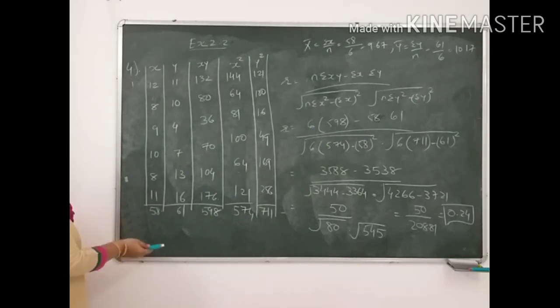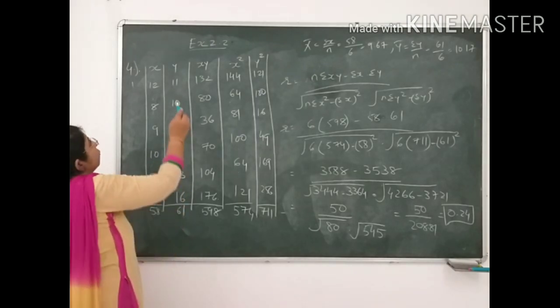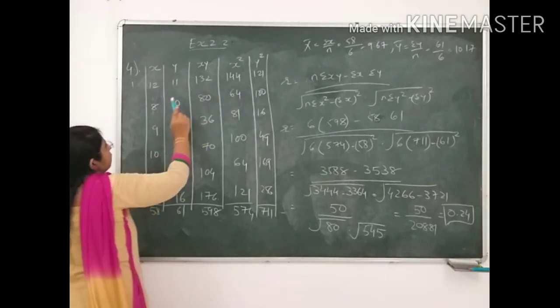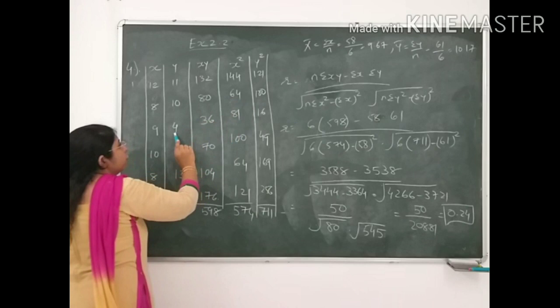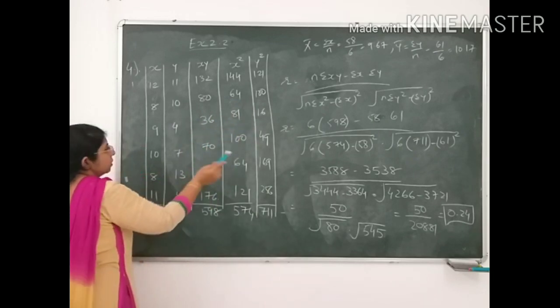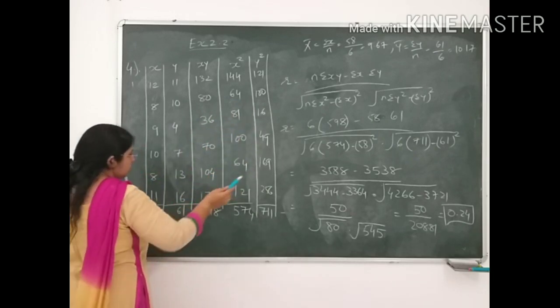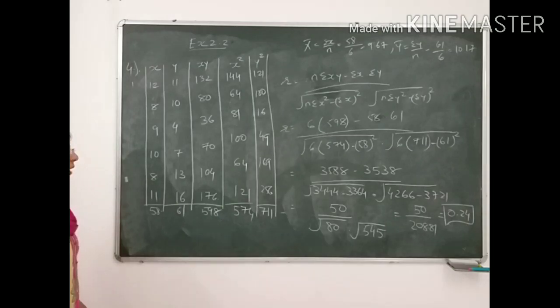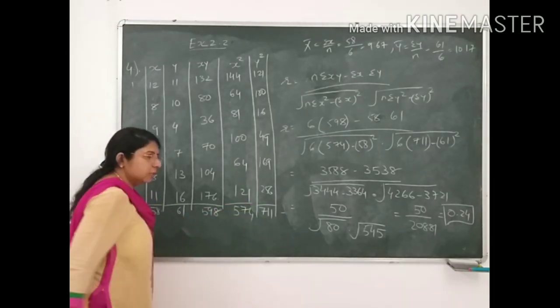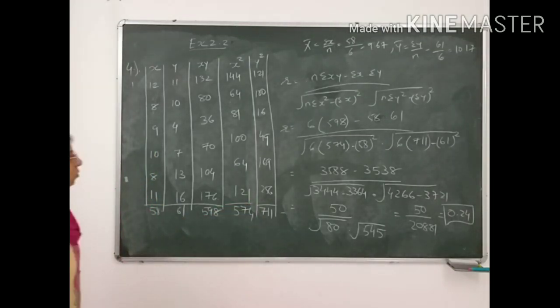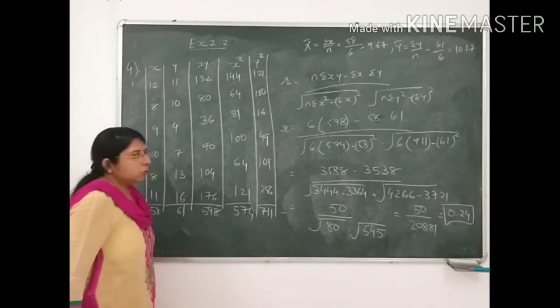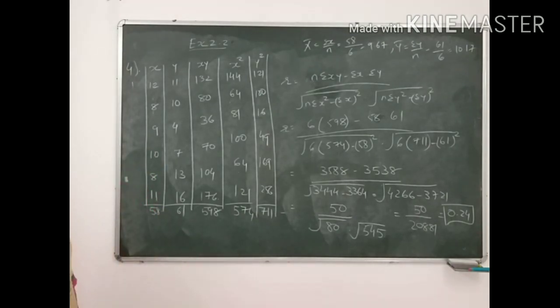As we have done for x, we have to do for y also. So square of y: 11 square means 121. 10 square is 100. 4 square means 16, 7 square is 49, 13 square is 169 and 16 square will come to 256. Total of y square, that is sigma y square, will come to 711.